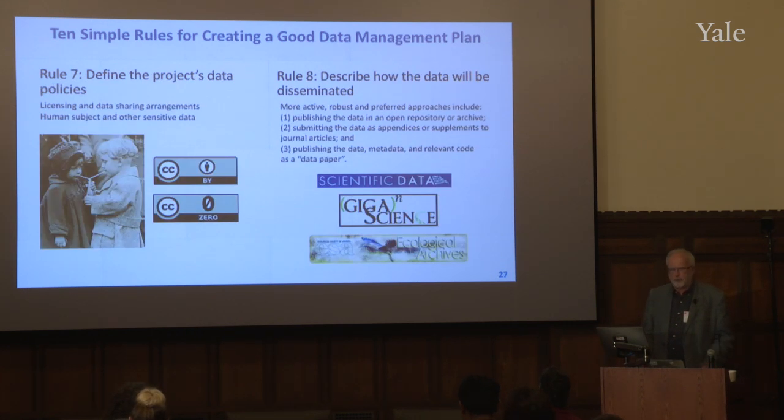The next phase is to define the project's data policies, and clearly I and agencies encourage more openness in this regard. So something like a Creative Commons CC0 or CC BY license is highly recommended. And then Rule 8, describe how the data will be disseminated. Will it be simply available through maybe a data repository for those that are lucky enough to discover it, or will you take the next step in terms of trying to publish the data as, quote, a data paper, which you can more easily do now through a number of sources as I show here.